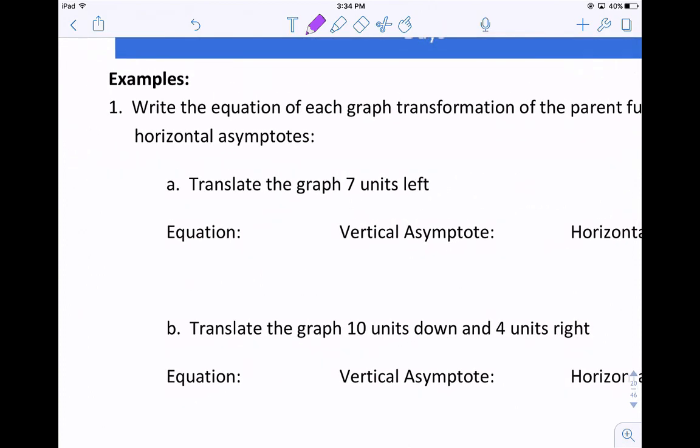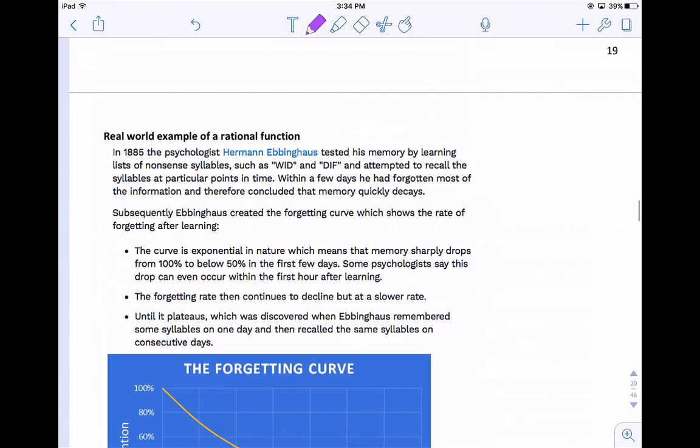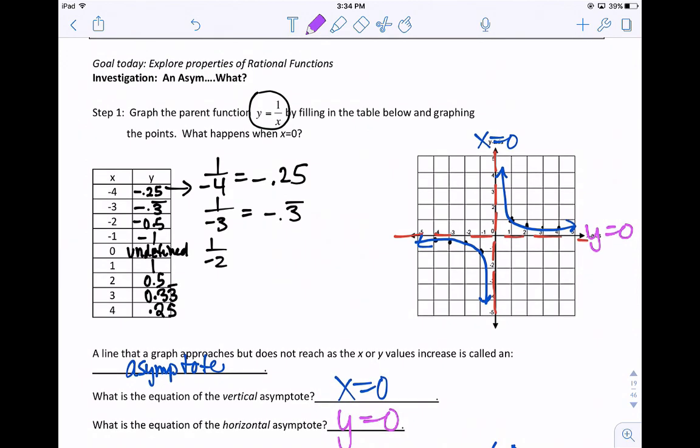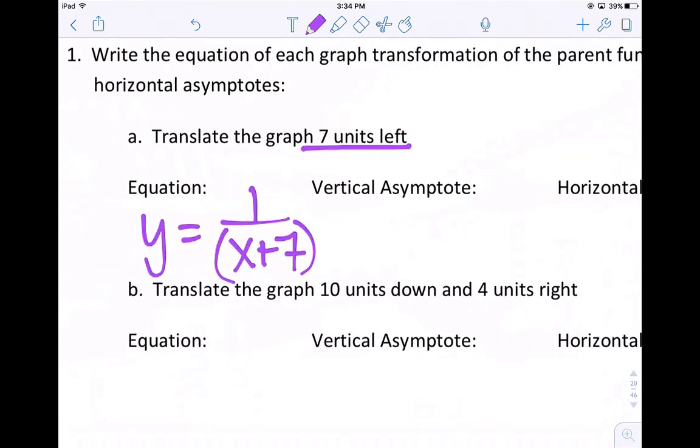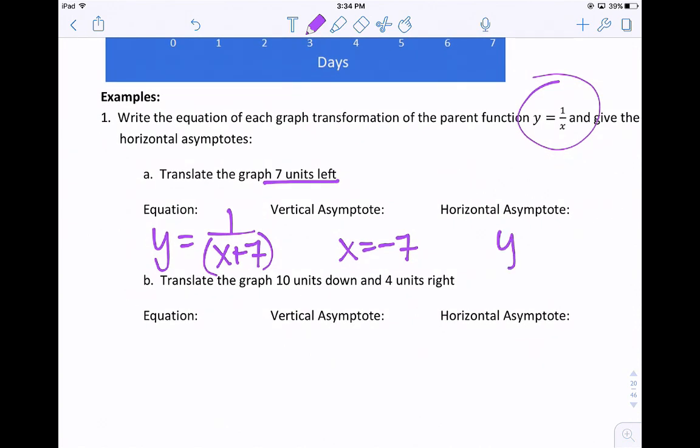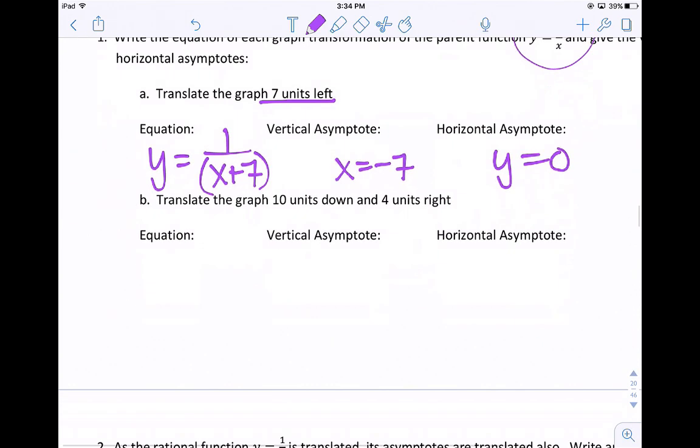So our equation, if it's 7 units to the left, we would say y equals, and left and right is inside the parentheses and opposite of what you think, so x plus 7. The vertical asymptote, remember they're at 0. X is 0 and y is 0. But if everything shifts left 7, so will the vertical asymptote. So that will become x equals negative 7. The horizontal asymptote remains the same. Okay, let's do another one.